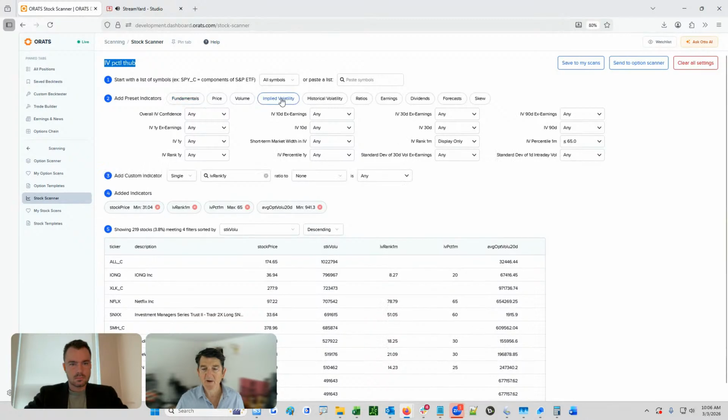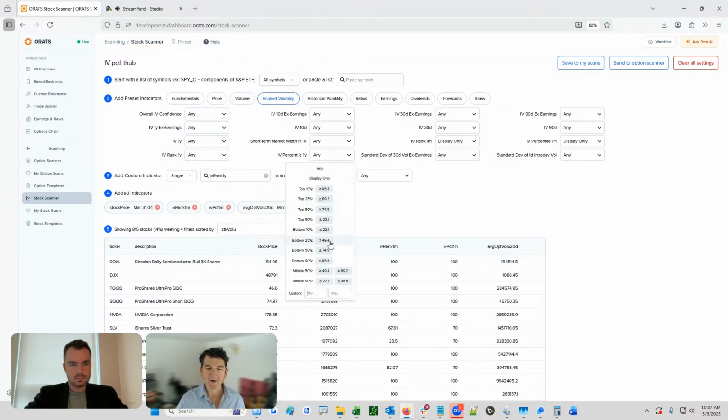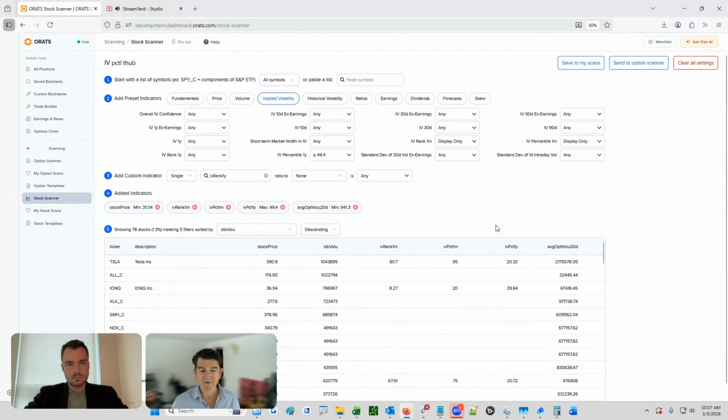Maybe I'll look at implied volatility. Maybe I'll just use that as a display only, and I'll look at implied vol. I like to use 1 year percentile. So we'll do that. I want to find anything that's lower than normal. I doubt we're going to find many.